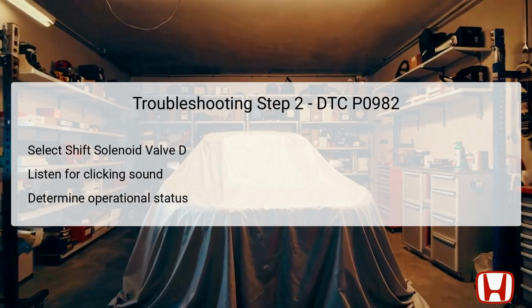In the second step of the troubleshooting process, the focus shifts to the operational check of Shift Solenoid Valve D. Using the HDS, select the option for testing this specific valve. While conducting this test, technicians should listen for a distinct clicking sound, which indicates that the solenoid valve is operational and functioning correctly. The presence of this sound verifies that the electrical circuit is intact, suggesting that the problem may not lie within the solenoid itself, but rather in the circuit or other related components.